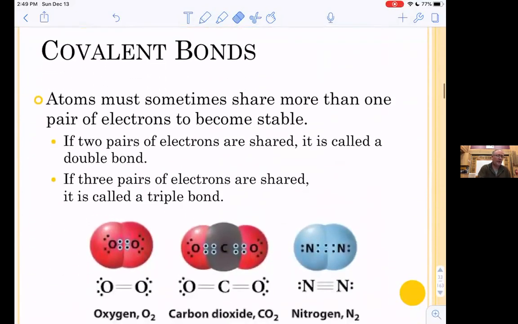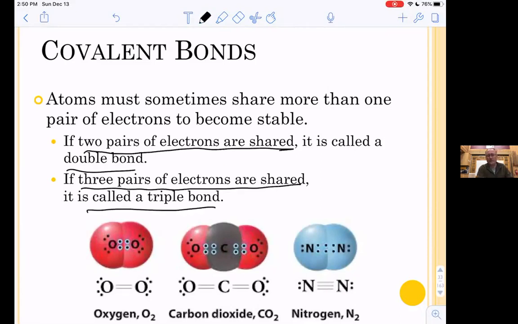So atoms have to share electrons with other species in order to be more stable. And usually that is to attain a noble gas configuration of 8 electrons, or 2 electrons in the case of hydrogen. If there is more than one shared pair, it could be a double or a triple bond. If 2 pairs of electrons are shared, we call it a double bond. It makes sense. If 3 pairs of electrons are shared, it is a triple bond.